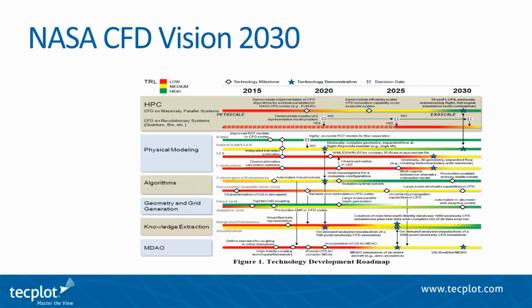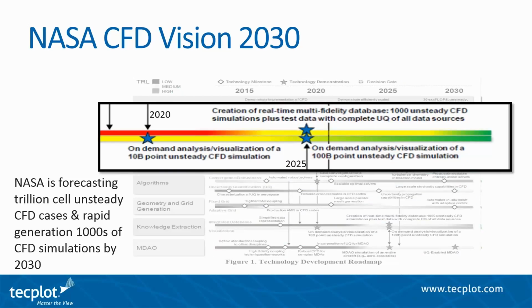If you see the knowledge extraction line, which I'll zoom into here, the NASA CFD 2030 vision is predicting that by about 2030, cell models on the order of 10 to 100 billion cells will be commonplace. They're also expecting that engineers are going to need real-time processing and display of many high-fidelity CFD solutions. So that's one of the driving factors for Tecplot Chorus.